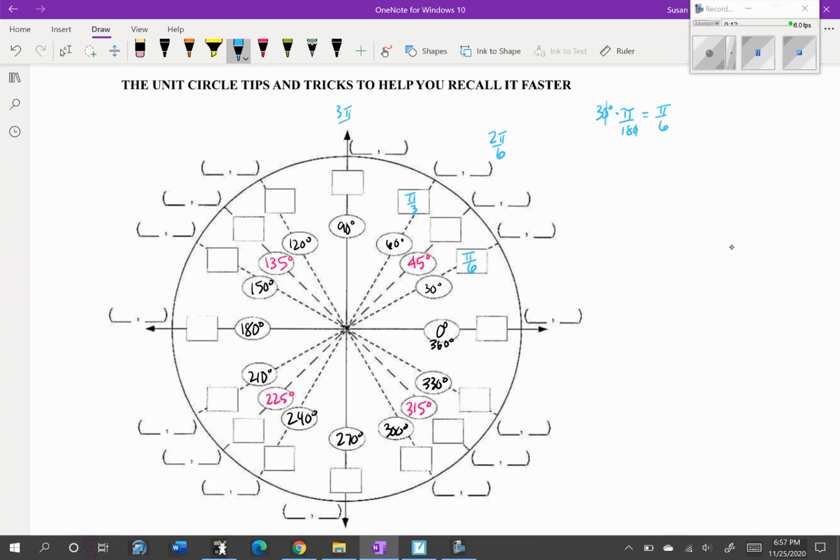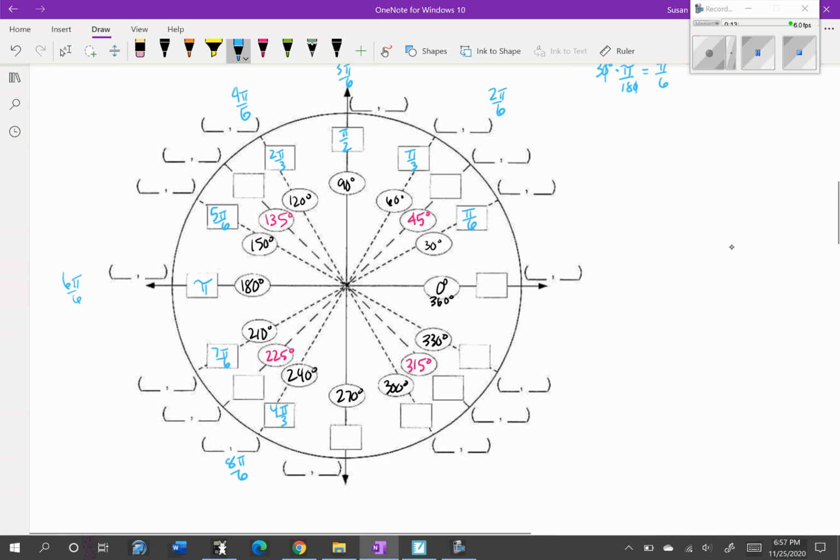Then we have 3 pi over 6, which reduces into pi over 2. The next one would be 4 pi over 6, which reduces into 2 pi over 3. And then we have 5 pi over 6, which doesn't reduce. 6 pi over 6, of course, is just pi. Then we have 7 pi over 6. This next one would be 8 pi over 6, which reduces into 4 pi over 3.